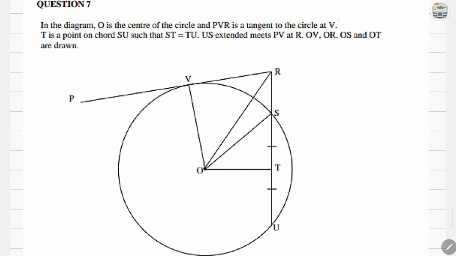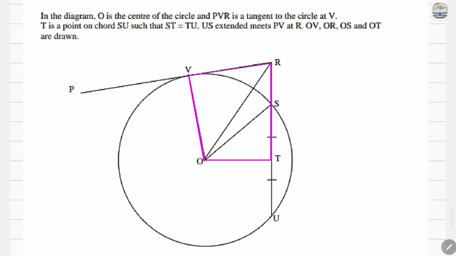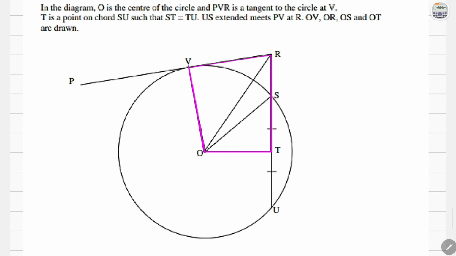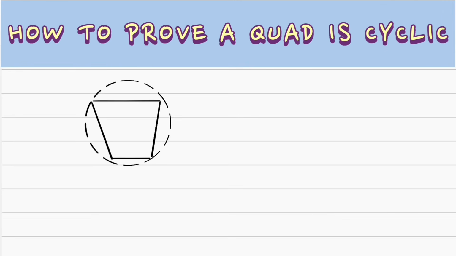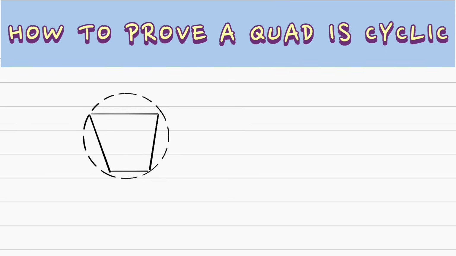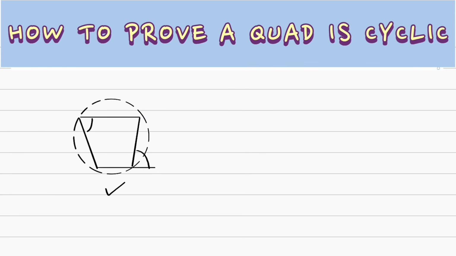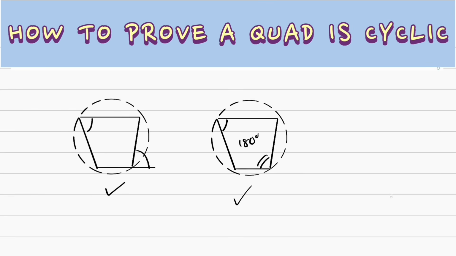Let's highlight VOTR. Okay, so VOTR is a cyclic quadrilateral. So there are 3 ways to prove that a shape is a cyclic quadrilateral. And here they are. There are 3 ways, or really theorems, that we can use to prove that a quad is cyclic. Okay, the first way we prove that a shape is a cyclic quad is if we see that the exterior angle of this quad is equal to the opposite interior angle, then it means that this is a cyclic quad. The second way is if the opposite angles of the quad add up to 180 degrees, then this is a cyclic quad.